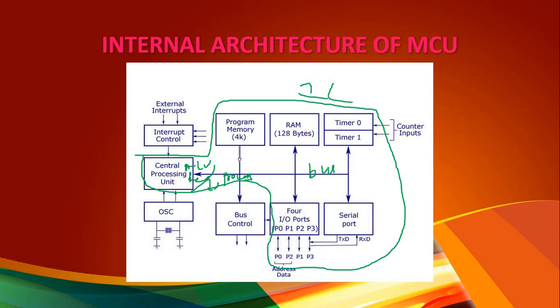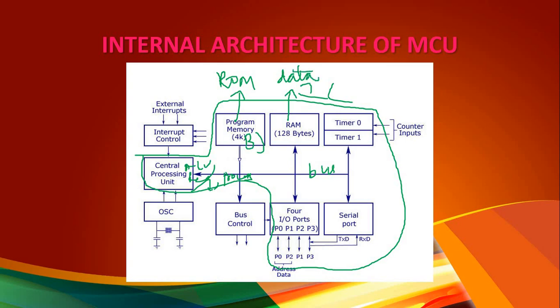Next one is the program memory. The program memory has a space of 4 KB. It is otherwise known as read-only memory. What is random access memory? It is otherwise known as data memory.